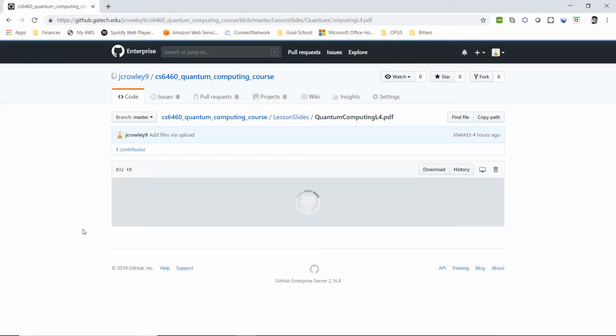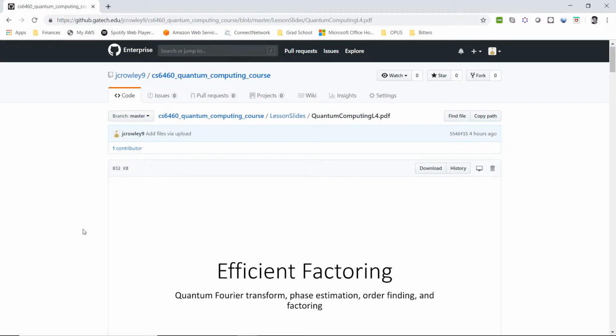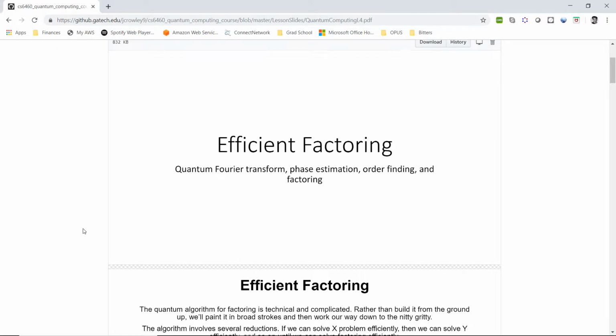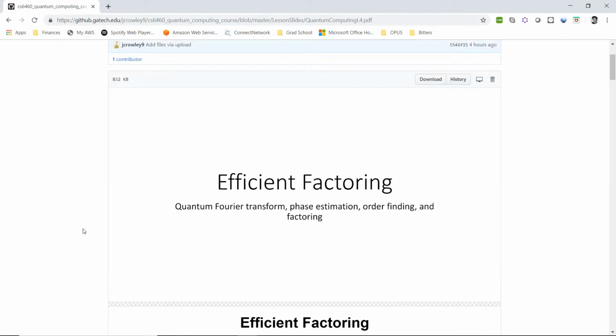And then in the fourth lesson, I finally get to efficient factoring, which is the thing that most people, when they think of quantum computers, think of: a quantum computer is able to do efficient factoring, which would break certain cryptographic schemes such as RSA that depend on the fact that on a classical computer, factoring large numbers is not feasible computationally.